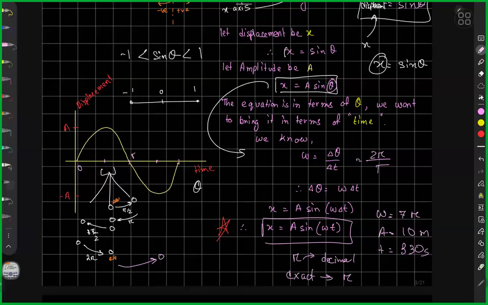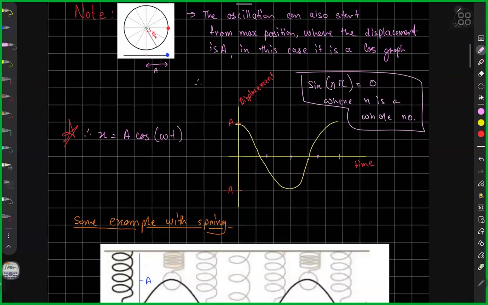0 degree, pi, 2 pi. When is my sine giving 0 output or 0 displacement? Whenever it is a multiple of pi. So if it's 3 pi, what will the displacement be? 0. If it is 4 pi, what will it be? Again 0.